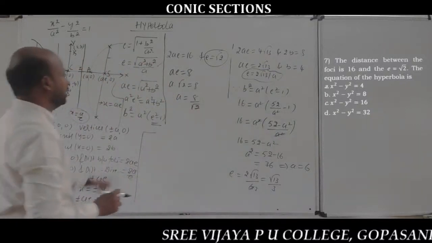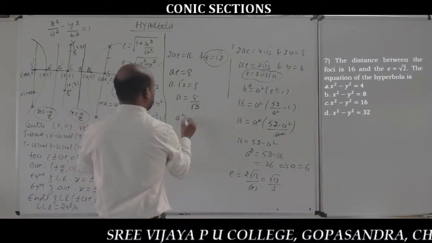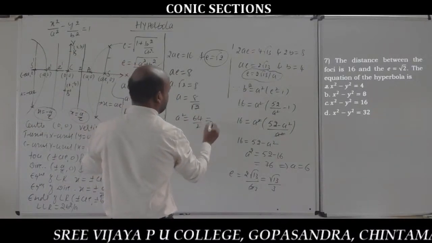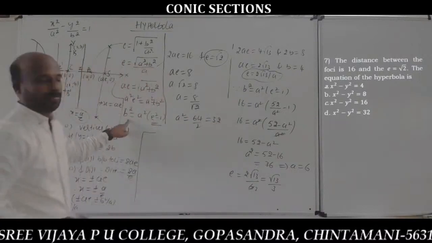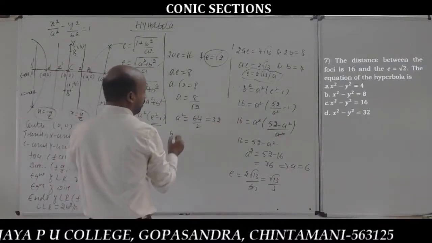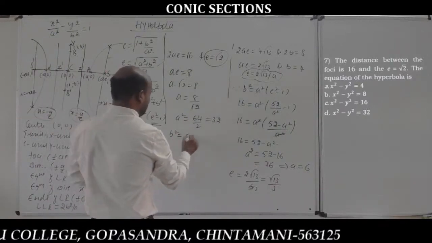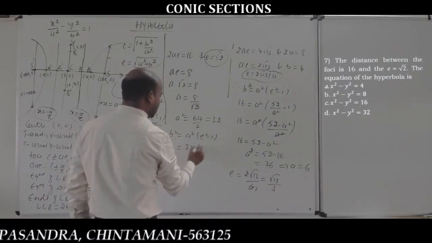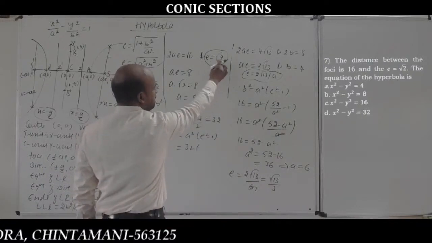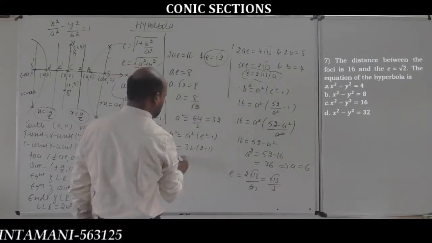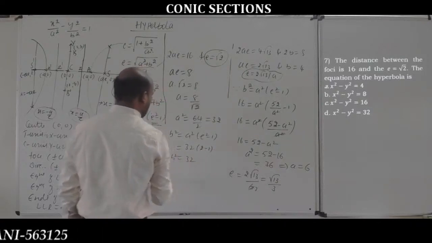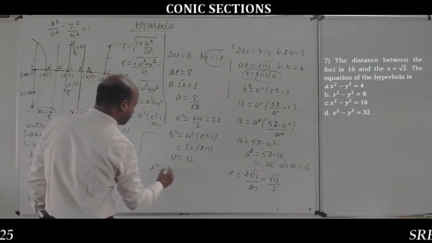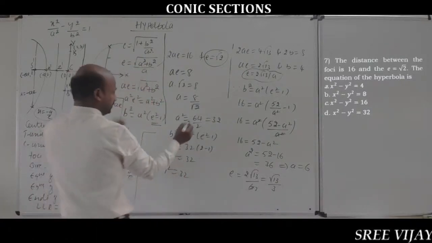Again take a square, 64 by 2, you will get 32. And now b square is obviously equal to a square into e square minus 1. A square is 32, e is root 2, e square is 2, minus 1. You will get 32. So the equation of the hyperbola is x square minus y square equals 32.